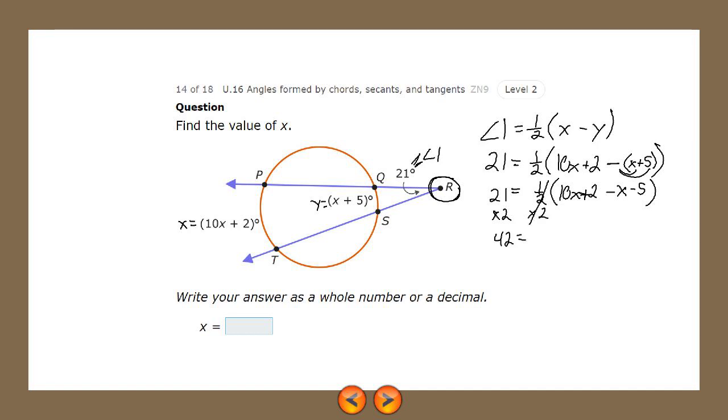We'll get 42 equals 10x minus x, that's just going to be 9x. 2 minus 5, that's minus 3. Add 3 to both sides, we'll get 45 equals 9x, or x equals 5. Luckily, am I just asked for x equals? Yes. So that's my answer.